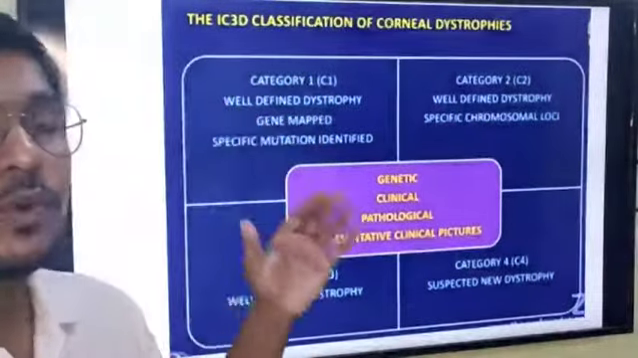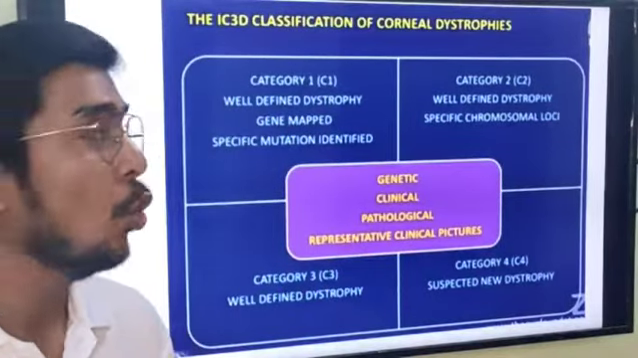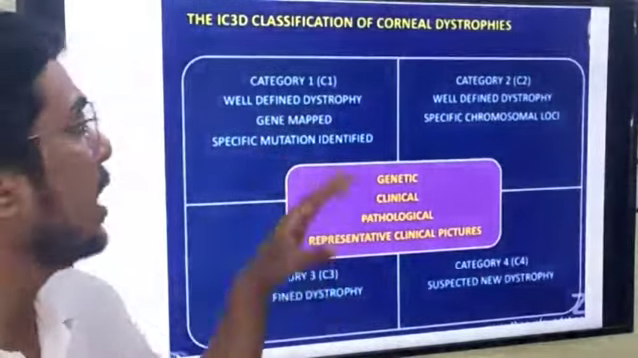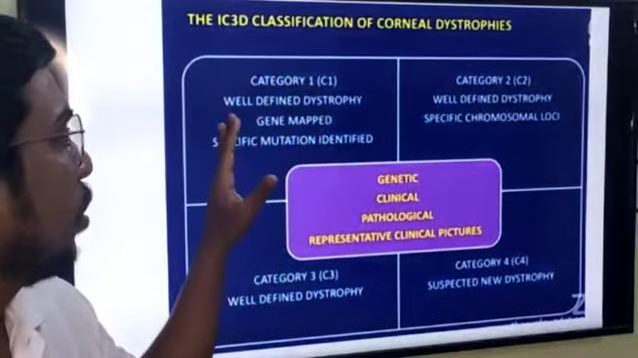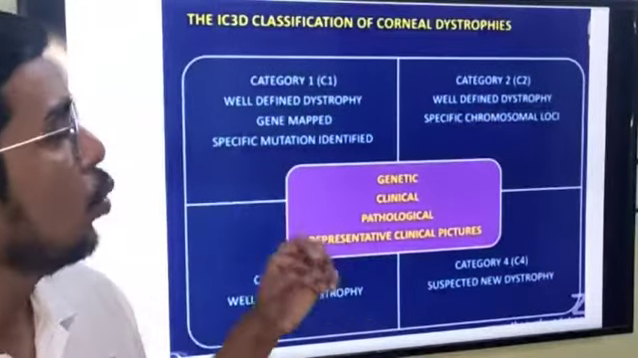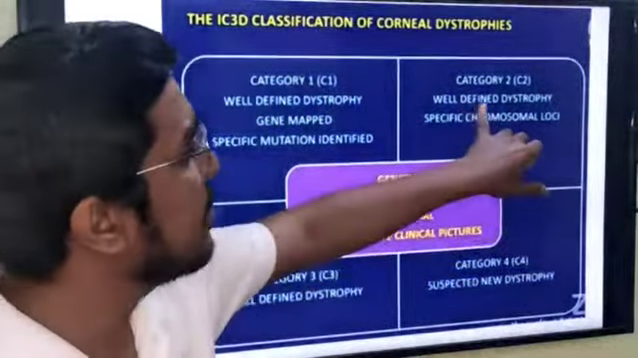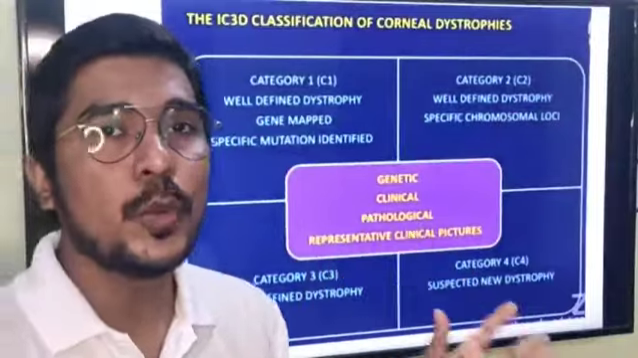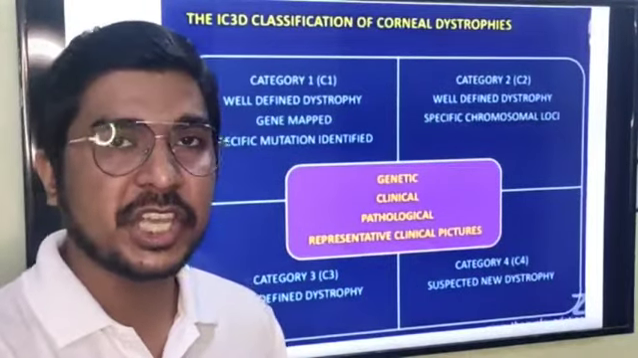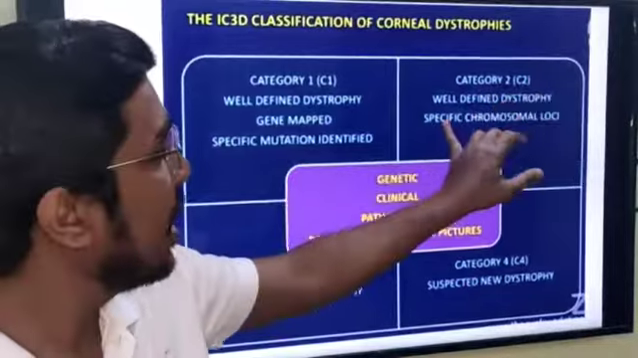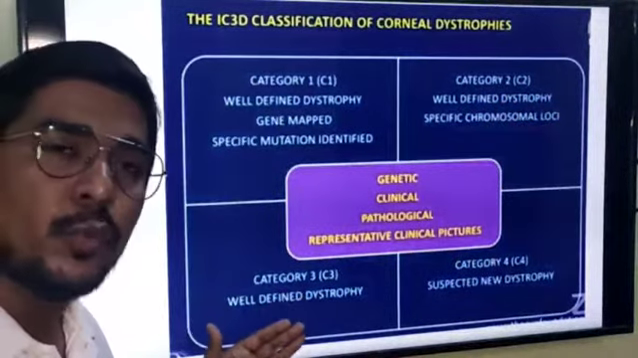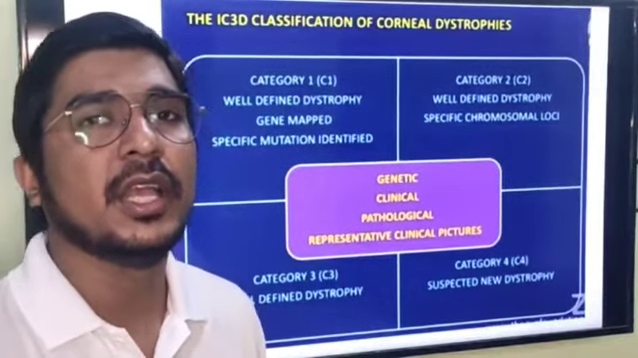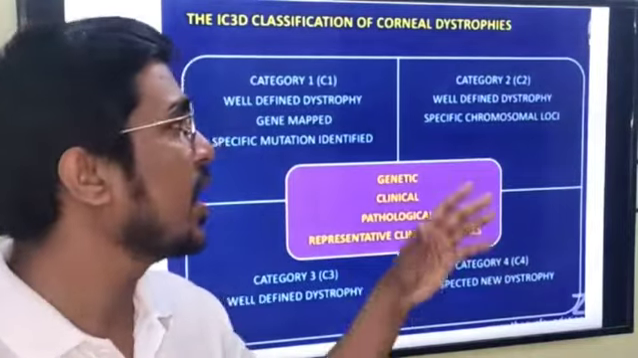Category 1 includes all corneal dystrophies with a well-defined dystrophy, well-defined gene mapping, and well-defined mutation. Category 2 includes well-defined dystrophies with a specific chromosomal location, that is gene mapping, but no known mutations; these are under investigation. Similarly, category 3 has only a well-defined dystrophy, and category 4 includes all new dystrophies about to be discovered, which are under investigation.